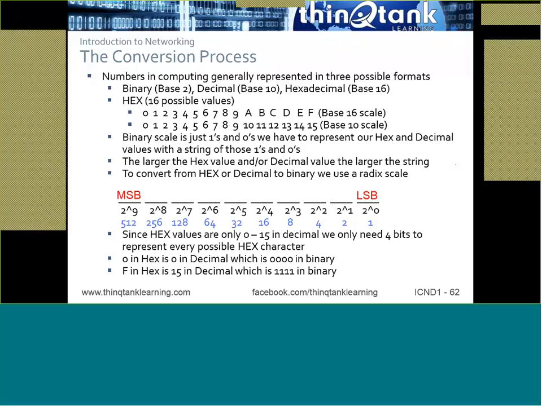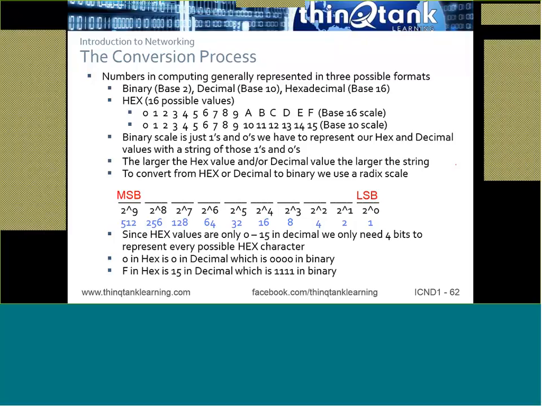The larger the number, the larger the hex value, the larger the decimal value, the more ones and zeros you need. So if I want to represent 12 in binary, I only need 4 bits. If I want to represent 1,000,012 in binary, I need a lot more than 4 bits. Okay?